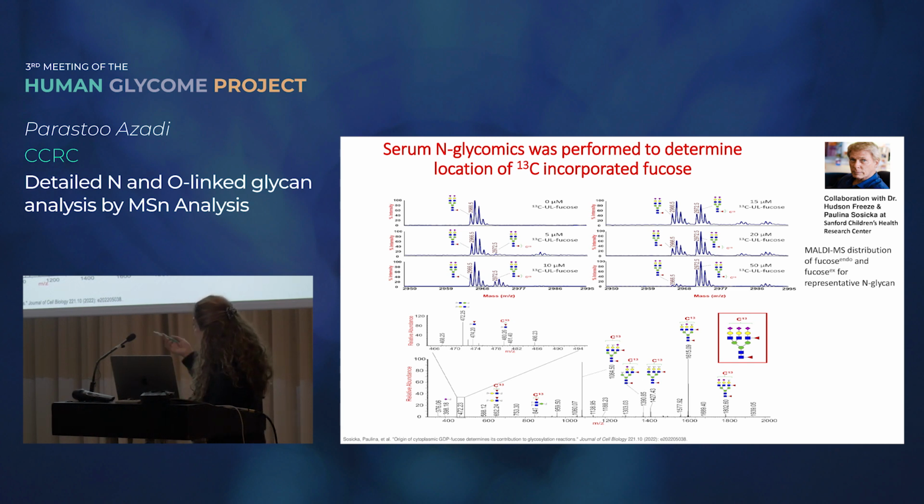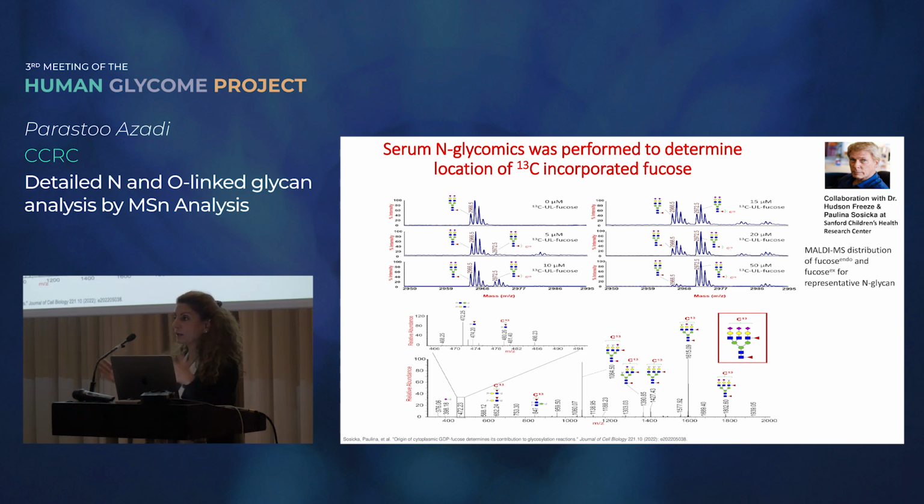Looking at the fragmentation, we were able to do MSMS analysis to figure out where the fucose is going. When you feed these cells with C13 fucose, the exogenous fucose predominantly goes to the core. The first place it goes is the core, and after that, if there is enough C13, it starts going to the antenna. But if you have a very limited amount of exogenous fucose coming in, it only goes into the core. From the MSMS, we can calculate the ratios of what is going to the antenna versus the core.